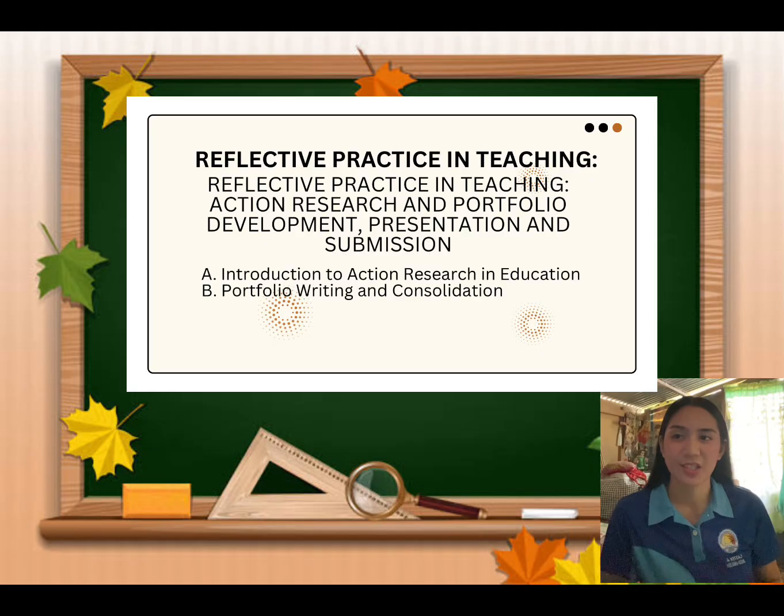As teachers, we should not only teach and move forward. We also need to look back at our teaching, examine what happened, and determine how we can improve. And today, we will learn two ways of doing that systematically: action research and portfolio development.